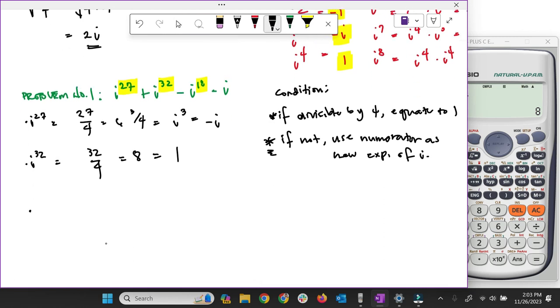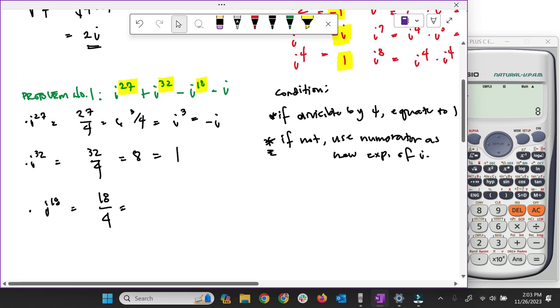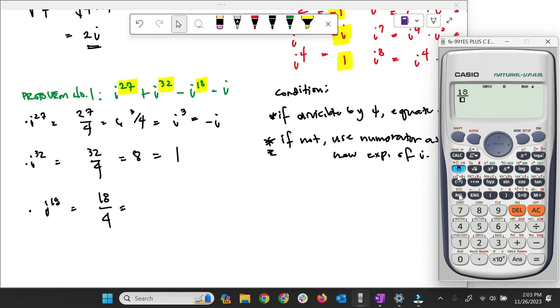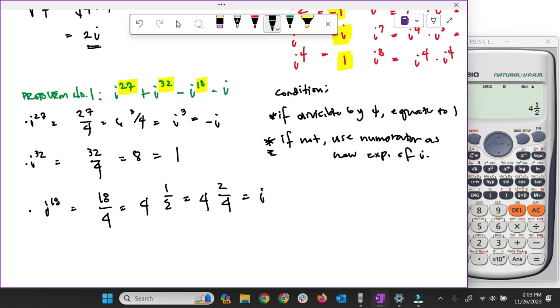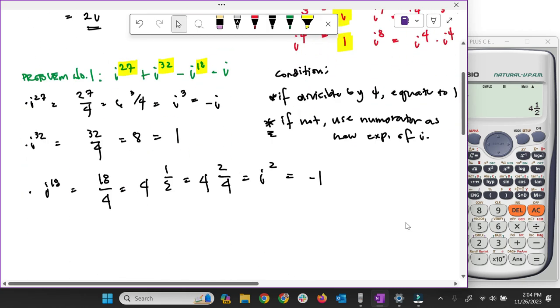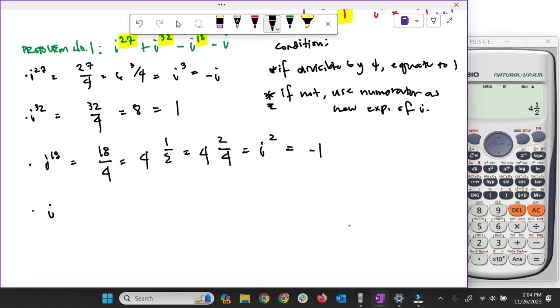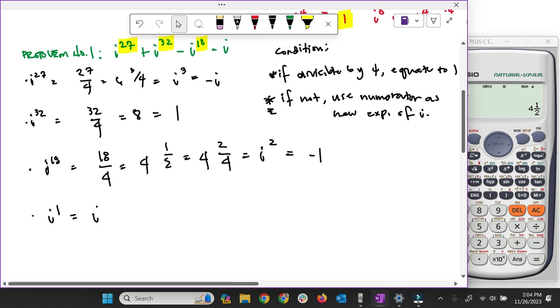Next, let's have i raised to 18. So 18 divided by 4. This is an improper fraction, so let's convert it to its corresponding mixed fraction and we will have 4 and 1/2. Pero sabi ko nga, hindi siya pwedeng gamitin kasi yung ating denominator is not equal to 4. So we can convert 1/2 to 2/4. With that, our new exponent of i will be 2, and i squared is equal to negative 1. Let's check lang din. Ayan, negative 1. And lastly, of course, i raised to 1 is equal to i.